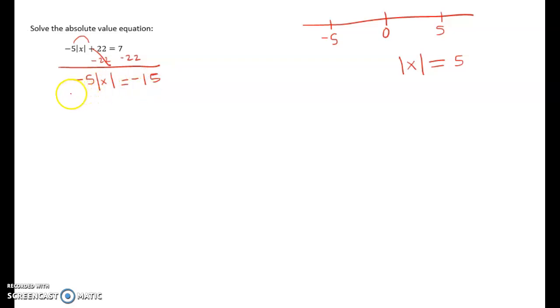Okay, now I'm going to divide by negative 5. I want to keep isolating that absolute value. And so now I have the absolute value of x equals a positive 3.